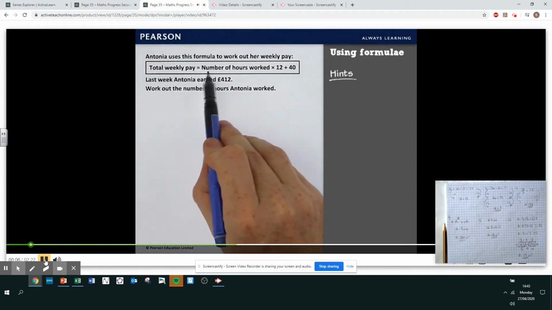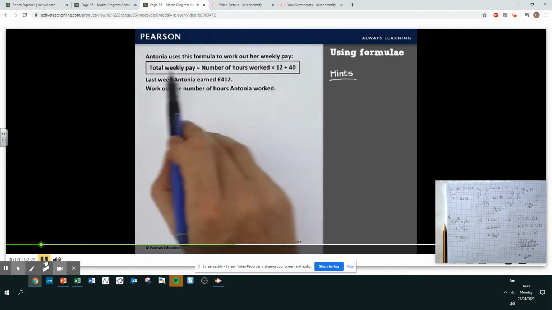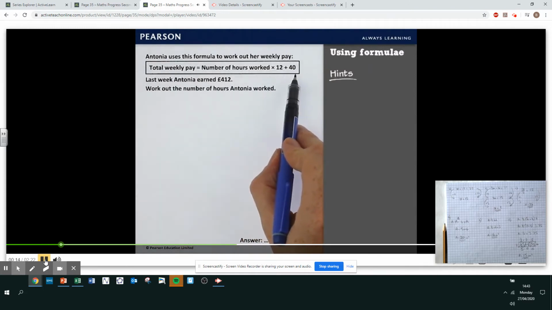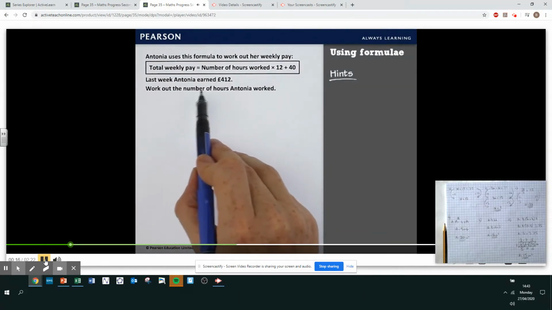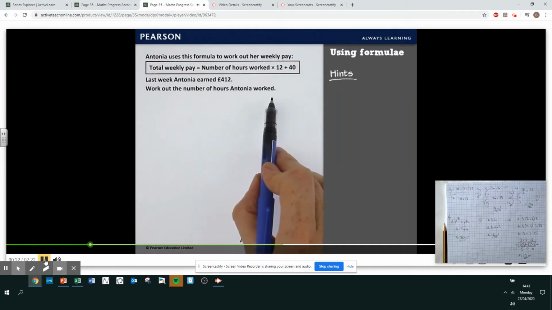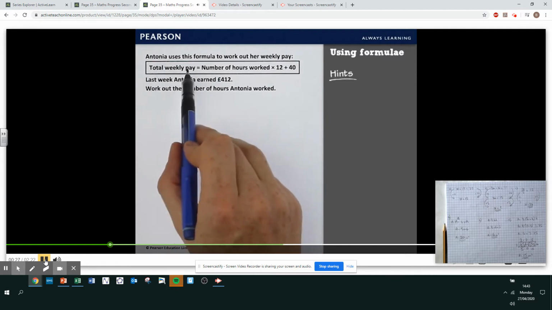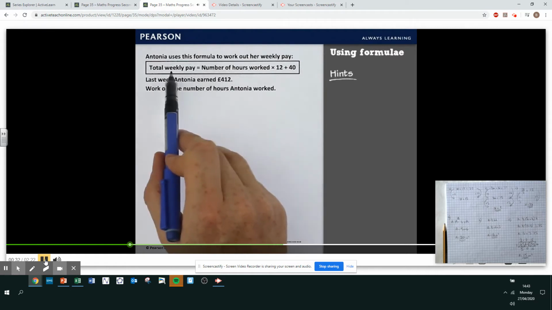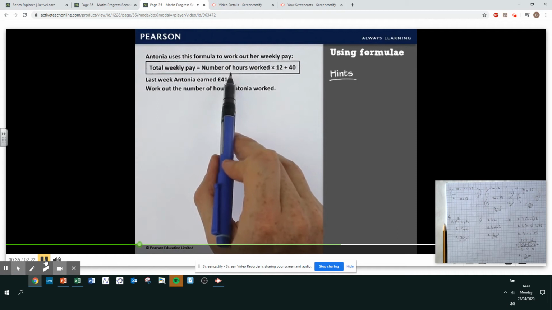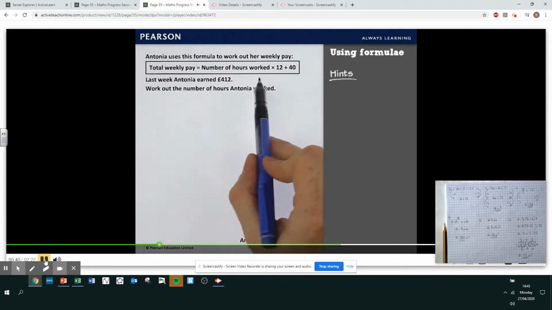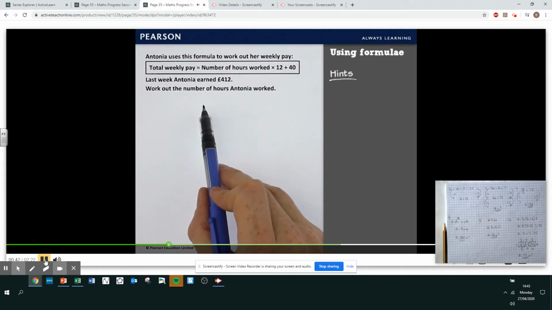Antonia uses this formula to work out her weekly pay. Total weekly pay equals number of hours worked times 12 plus 40. Last week, Antonia earned £412. Work out the number of hours Antonia worked. The formula is given with total pay as the subject. This means it would be easiest to use this formula to work out the total pay when you've been given the number of hours. In this question, you've been given the total pay and you need to work out the number of hours, so there'll be a few more steps.